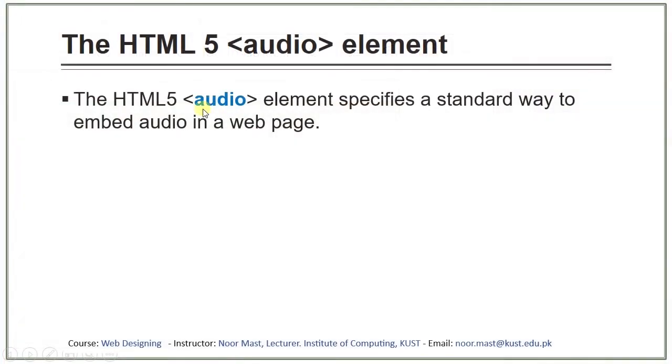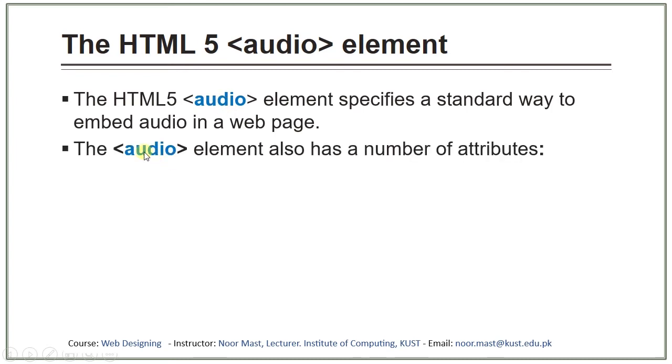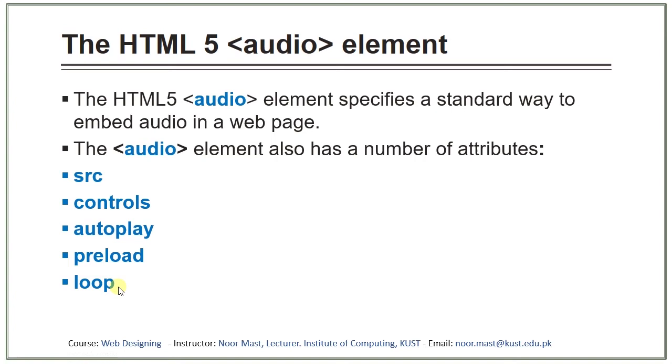Like the video element, the HTML5 audio element also specifies a standard way to add audio to web pages. The audio element also has a number of attributes such as the src attribute to specify the audio file, controls to allow the browser to use the default control, autoplay attribute to play the audio automatically, preload attribute, what the browser should do if the player is not set to autoplay, and the loop attribute to play the audio again.